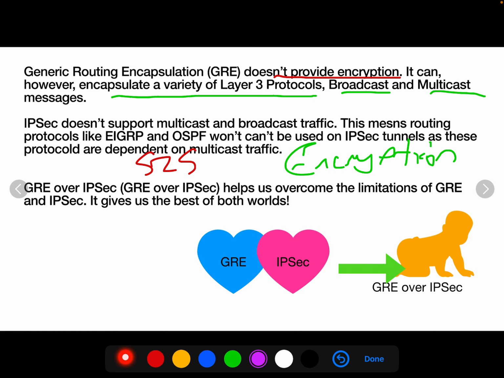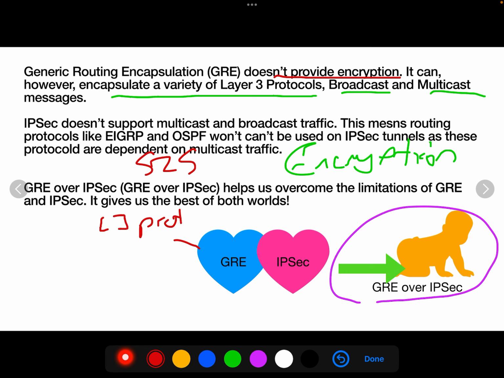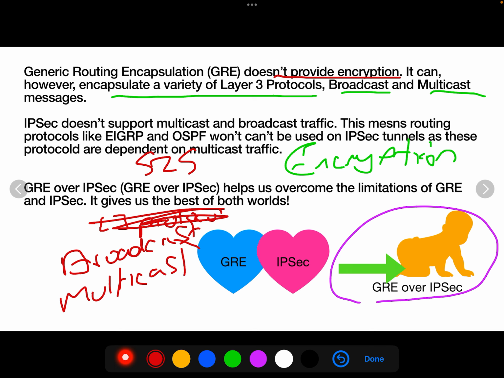It helps overcome the limitations of GRE and IPsec, because when you combine these together, you get GRE over IPsec. I'm sorry, I know this is very cheesy, but what I'm trying to say is you get the best of both worlds here. You get the encapsulation, you get the support for layer 3 protocols, you get the support for broadcast and multicast traffic. So with GRE you get that broadcast and multicast support, and with IPsec you get encryption.